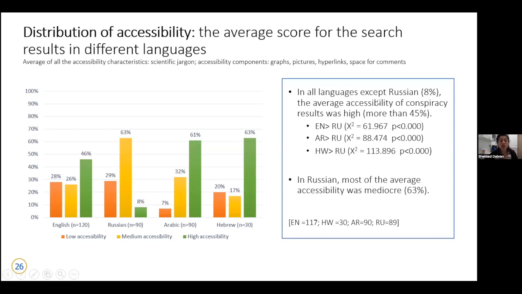In all languages except Russian, the average accessibility of conspiracy results was high. We can see that in Russian, most of the content, above 60%, was of medium accessibility, meaning that in Russian we encountered much more jargon, and lay people might find it harder to read the content related to these topics.